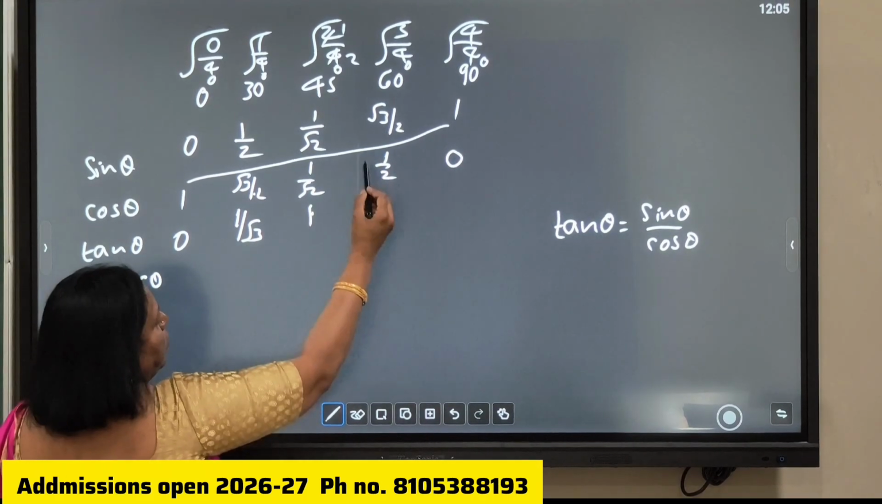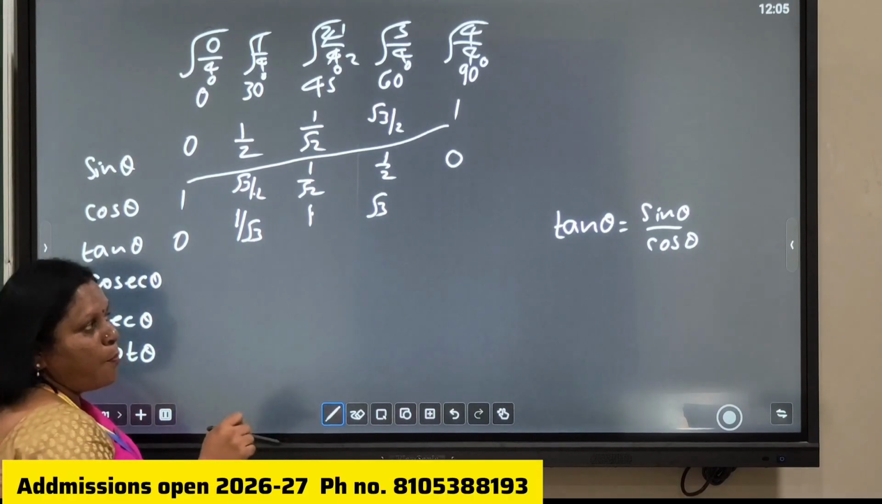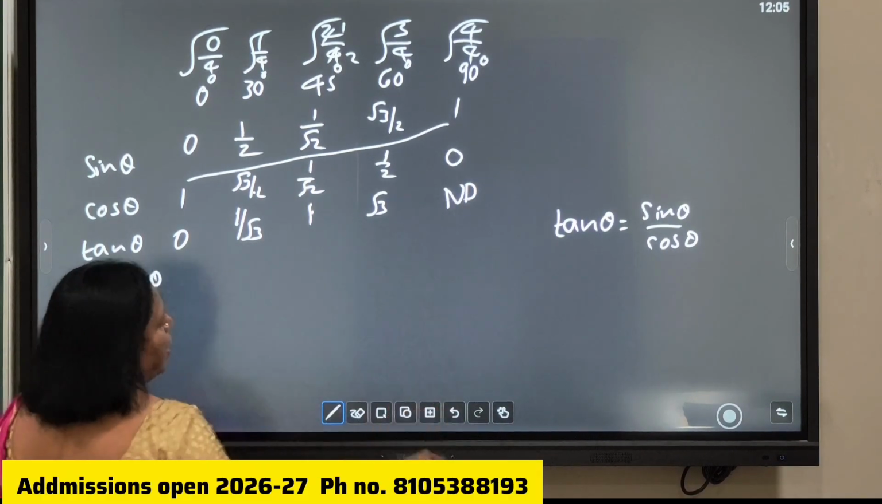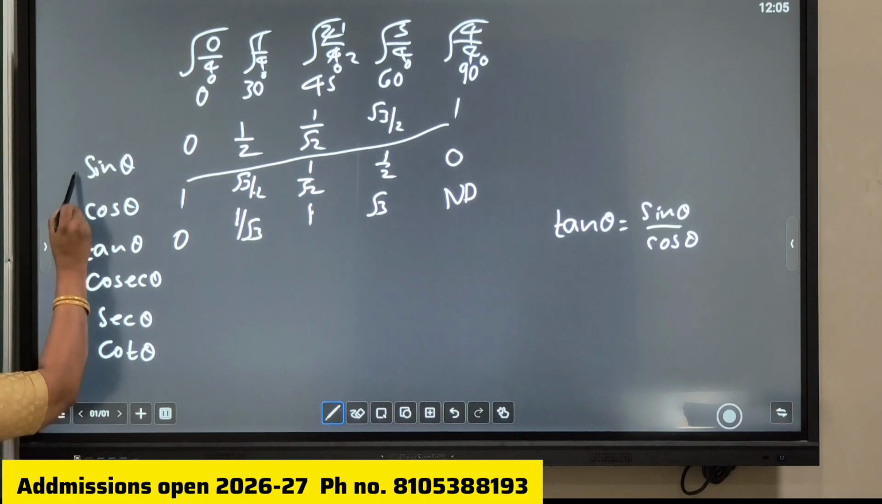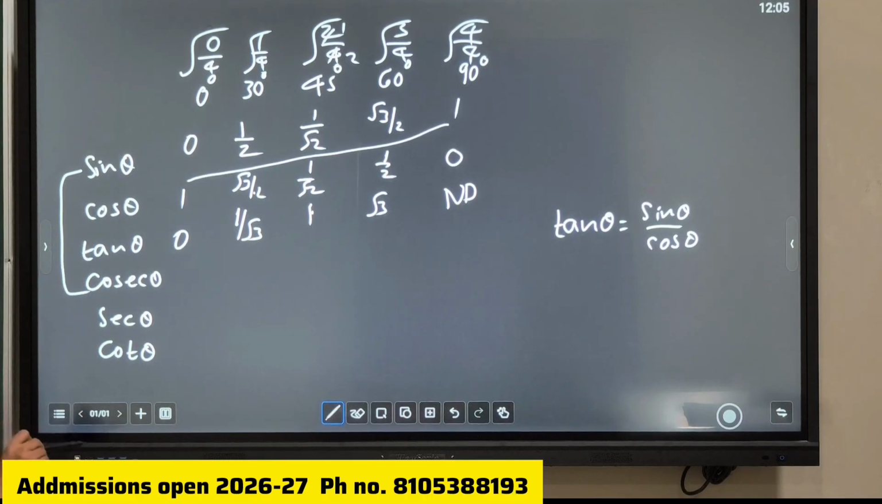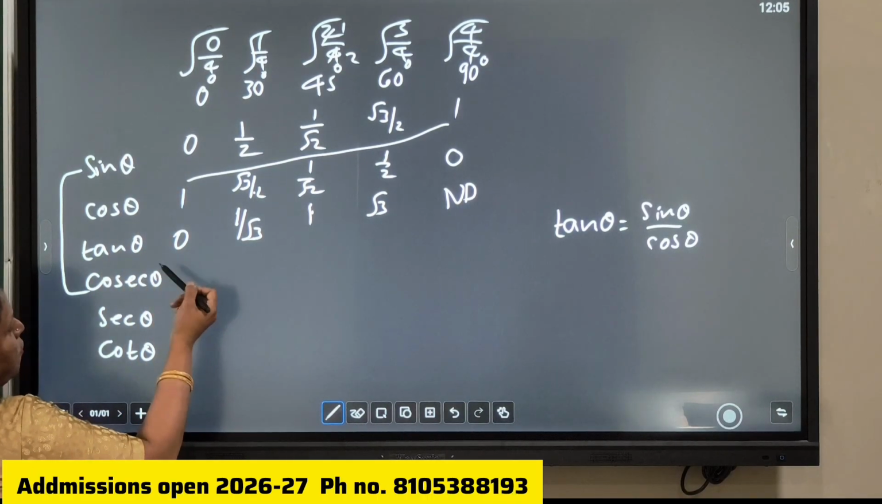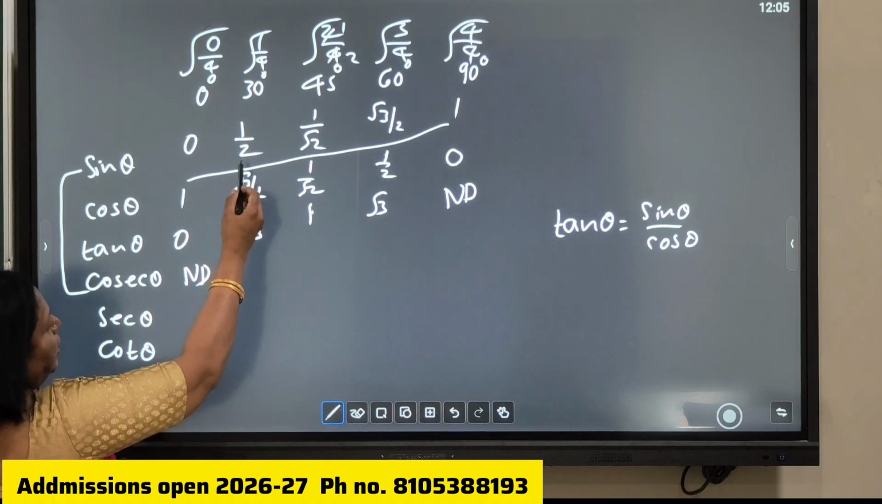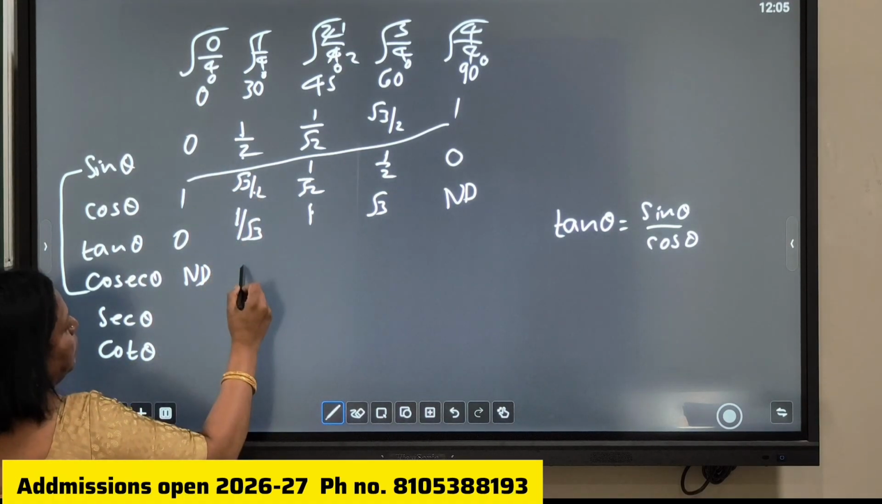Root 3 by 2, the 2 and 2 get cancelled, you get root 3. 1 divided by 0 is not defined. Now we know that the reciprocal of sine theta is cosec theta. The reciprocal of 0, 1 by 0, is not defined. Then cosec 30 degree, that is the reciprocal of 1 by 2, is 2.